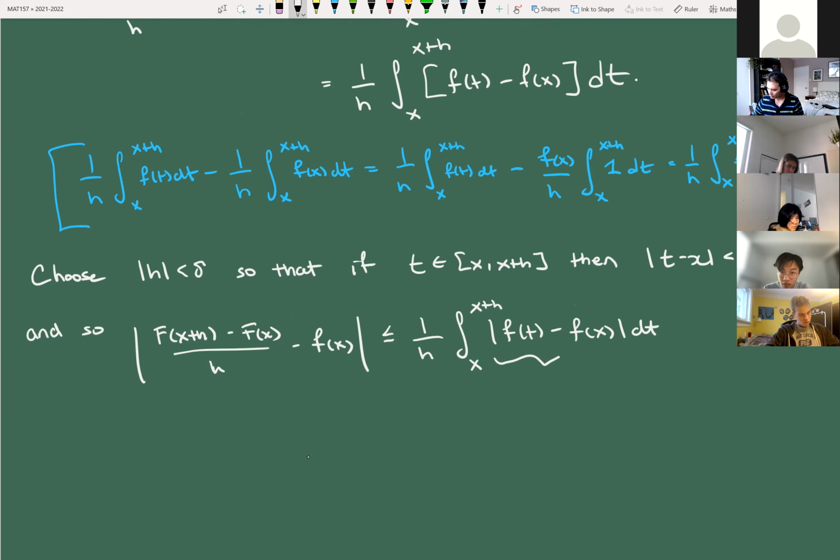Now we know that this thing here is less than epsilon, right? So we're going to get less than or equal to epsilon over h, x to x plus h, or actually I guess strictly less than, of 1 dt. That integral is just h, and that gives me epsilon.